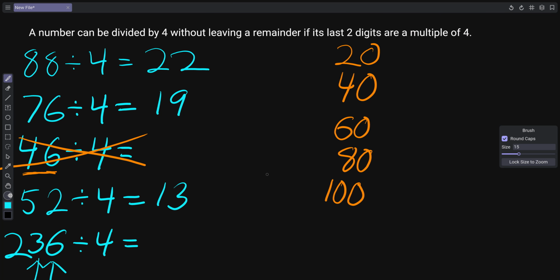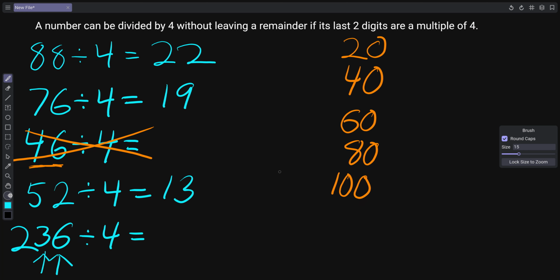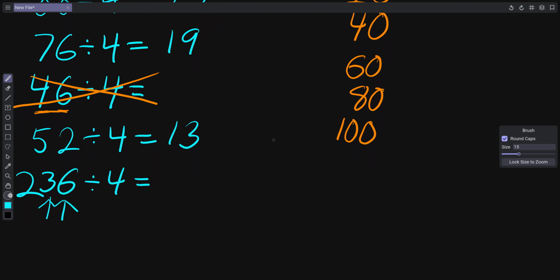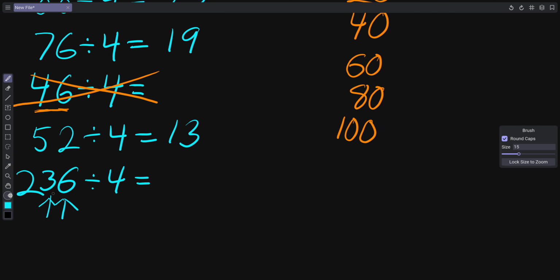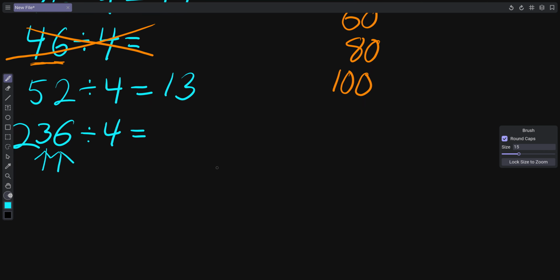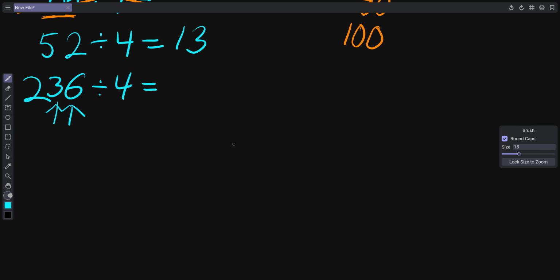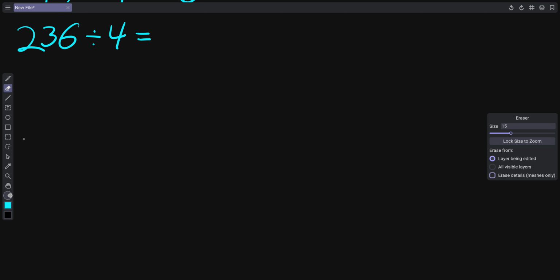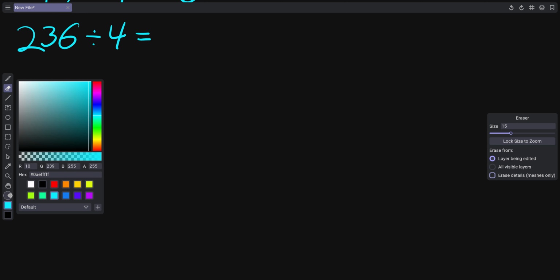Let me go back up to this rule. When I said last 2 digits are a multiple of 4 here, what I meant is, does it mean when you take the last 2 digits at face value? So we're going to look at 36. We're not going to look at 3 and 6, just to clarify what was meant by that description of the rule. I just wanted to make sure that was very clear. So we would look at 36, right? That's the number in question.